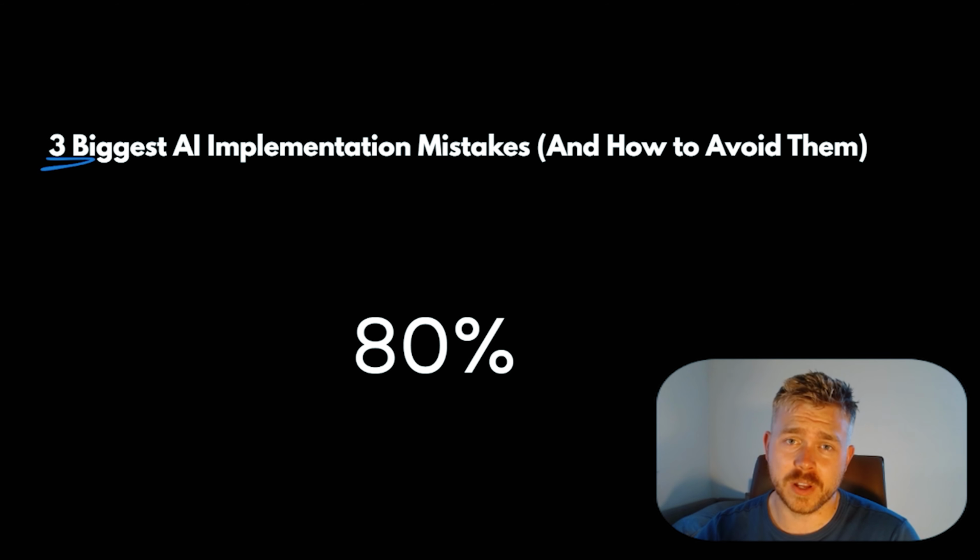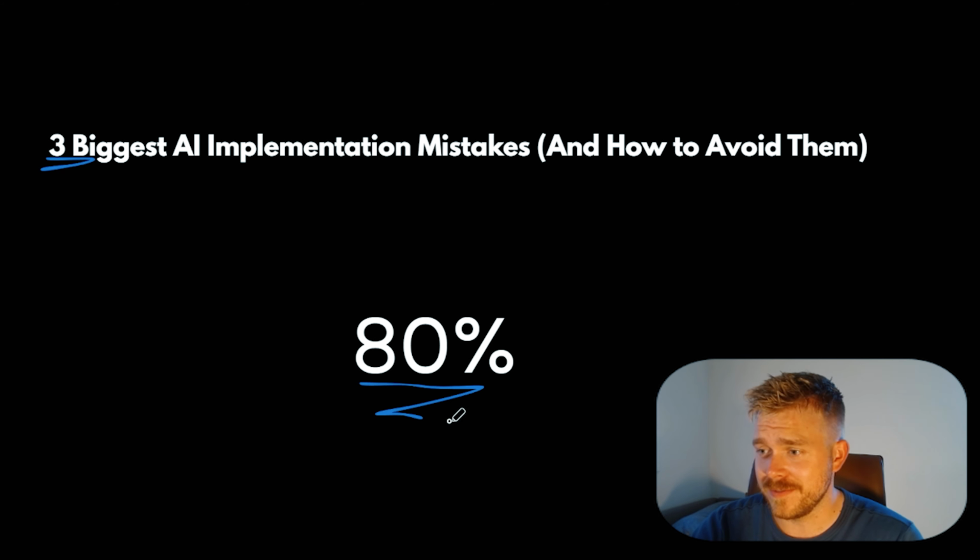Hey guys, today we're going to be talking about the three biggest AI implementation mistakes and how we can avoid them going forward. On the screen here, you're going to see a number, and that's 80%. This was pulled from a study, and this is the failure rate of AI implementations at this point. The vast majority of AI implementations are failing for whatever reason.